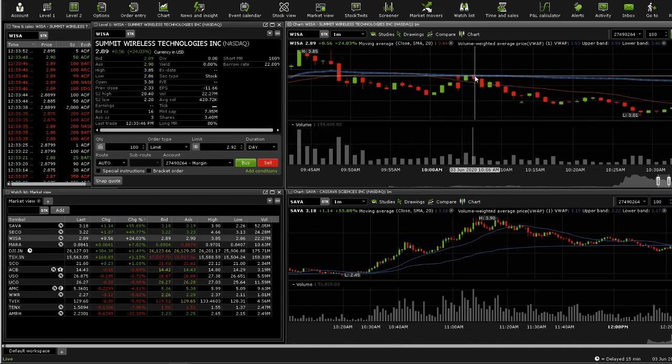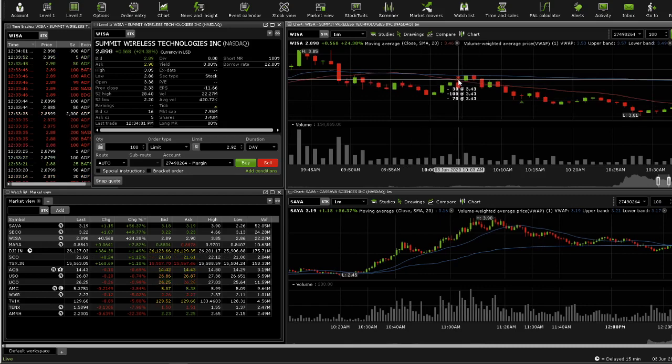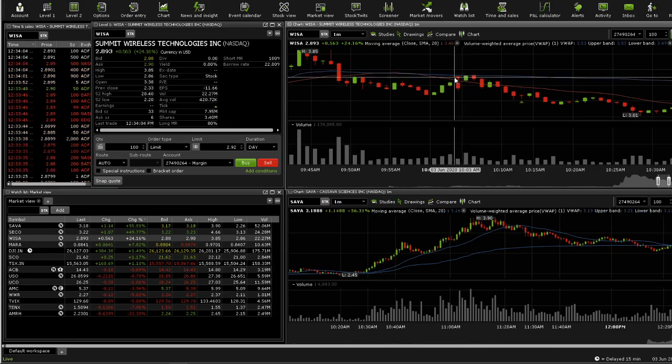So anywhere in this area is a good shorting area. As you can see, I shorted at 343 here. I shorted 200 shares at 343, so that's about $670 I shorted with about 200 shares. Got filled at 343. I had a limit sell order.